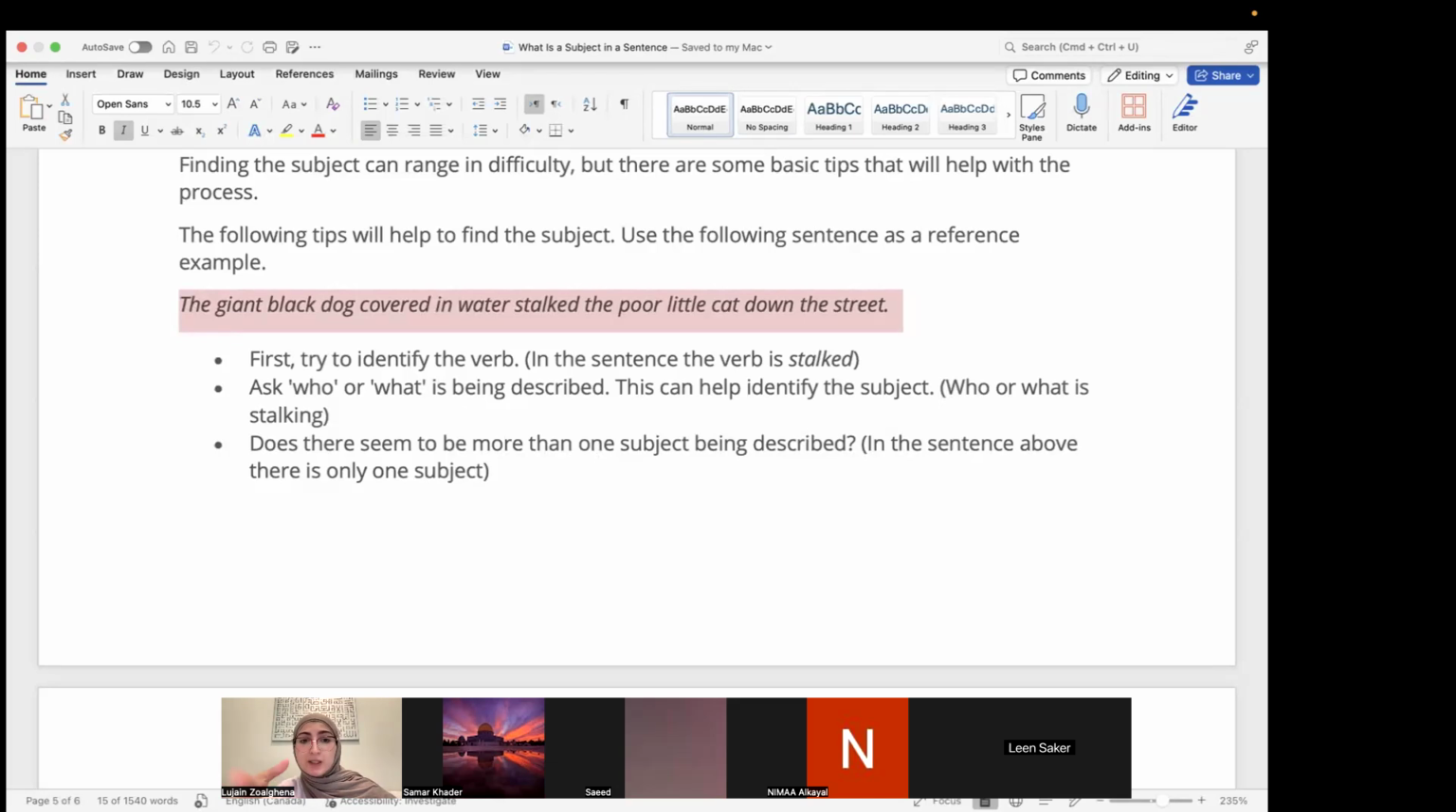There is only how many subjects in the sentence above? Well, only one subject, the giant black dog. If it has more than one subject, it will be a compound subject, right?